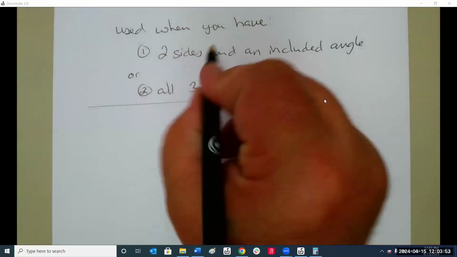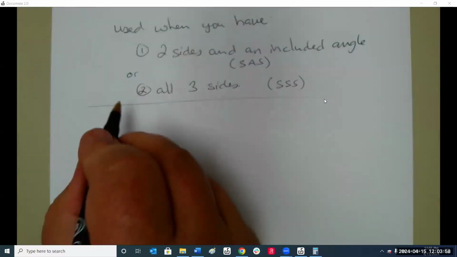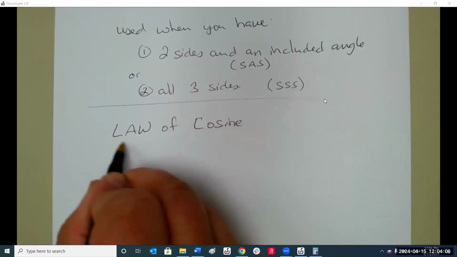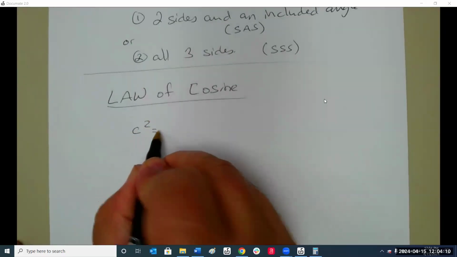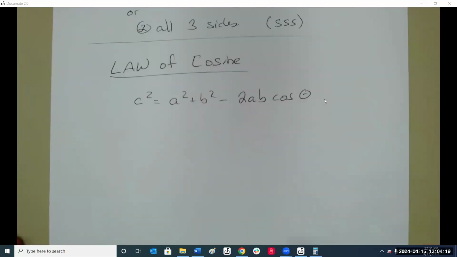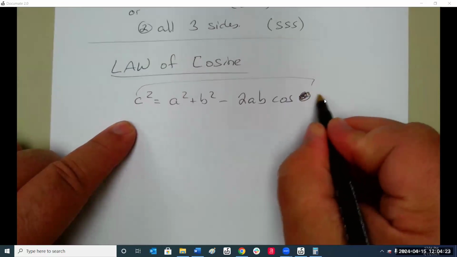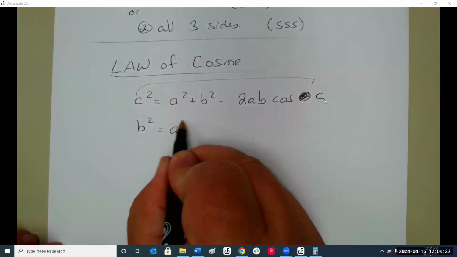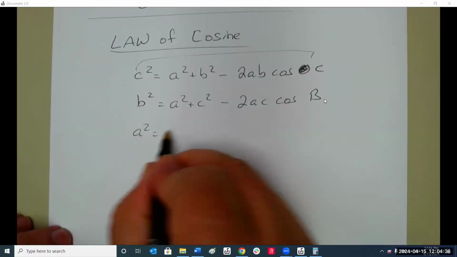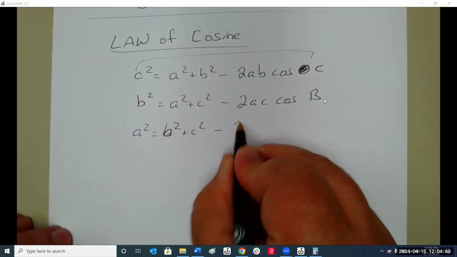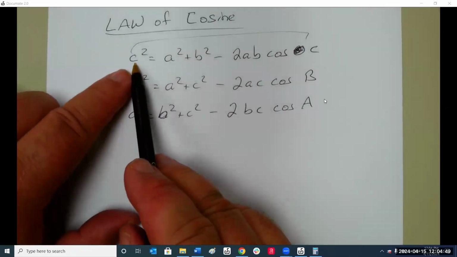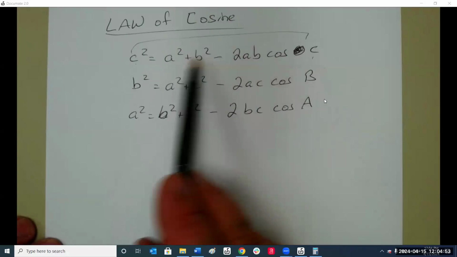So it's side, side, side, or side, angle, side. Here are the formulas. C squared is A squared plus B squared minus 2AB cosine theta, or same angle, C. B squared is A squared plus C squared minus 2AC cosine B. A squared is B squared plus C squared minus 2BC cosine A. So whatever side you're looking for, it's that angle that's in the cosine, and the other two sides are needed inside there.